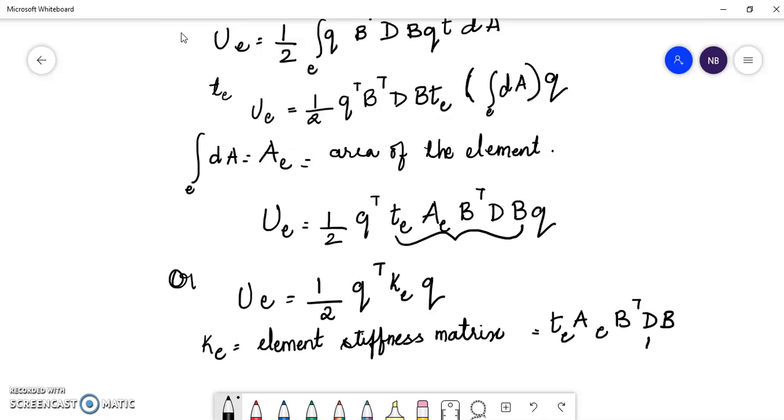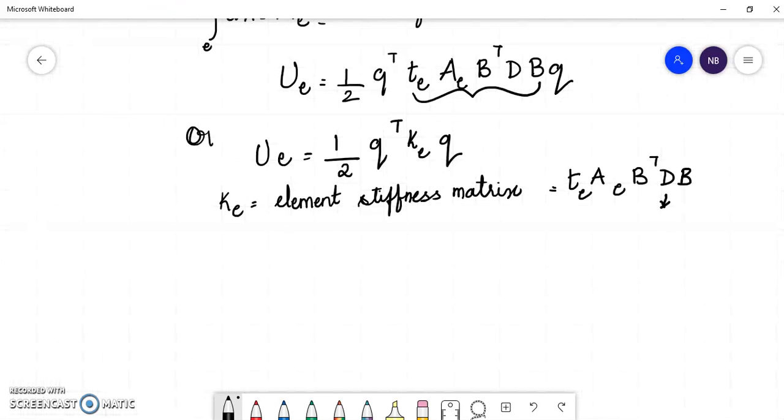Now this D here will depend upon whether it is a plane stress case or a plane strain case. This small ke that we have found out here, this is the element stiffness matrix. As we know, when we want to find out the solution to a problem, what we will do is we will combine all the element stiffness matrix to get the global stiffness matrix.